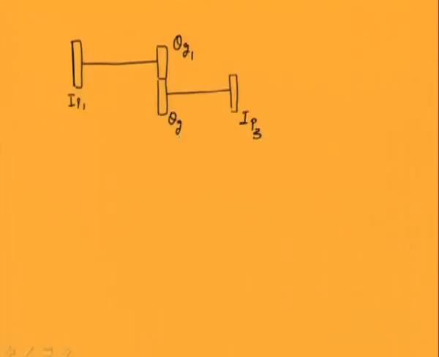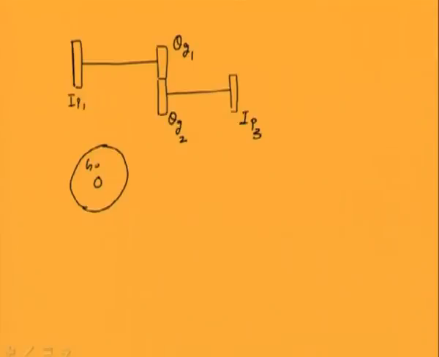Let us take a gear like this. This is a rotor, let us say IP1, this is a gear, this is another gear, and it is connected to the shaft through another rotor, let us say this is IP3. Now the displacements of the gears are theta G1 and theta G2. Now let us draw the gears separately.